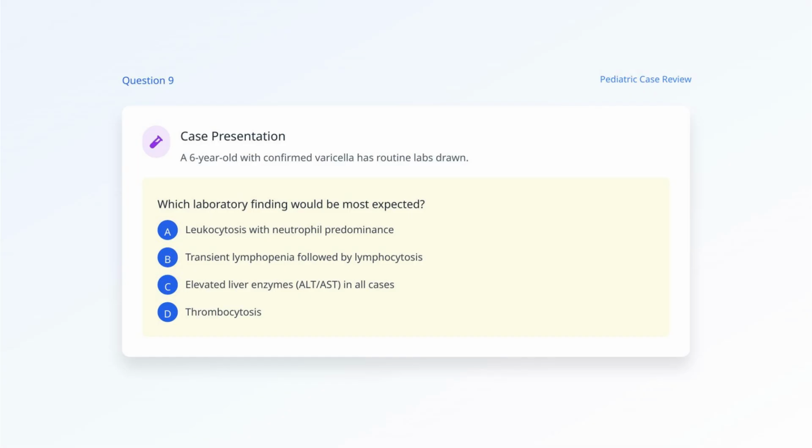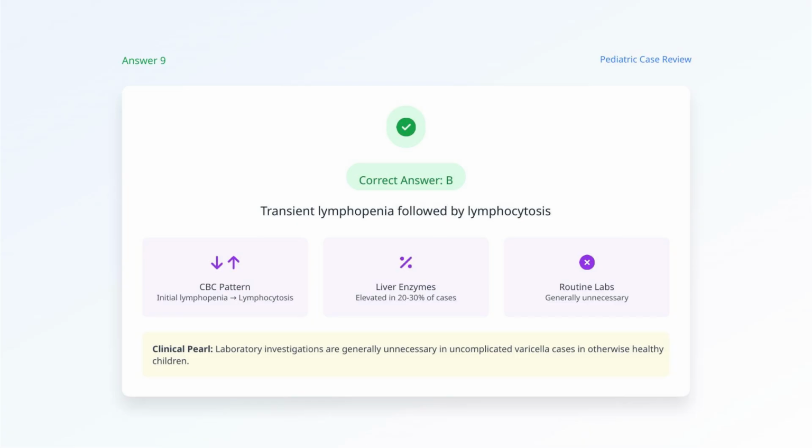A 6-year-old with confirmed varicella has routine labs drawn. Which laboratory finding would be most expected? A. Leukocytosis with neutrophil predominance. B. Transient lymphopenia followed by lymphocytosis. C. Elevated liver enzymes, ALT/AST, in all cases. D. Thrombocytosis. The correct answer is B.